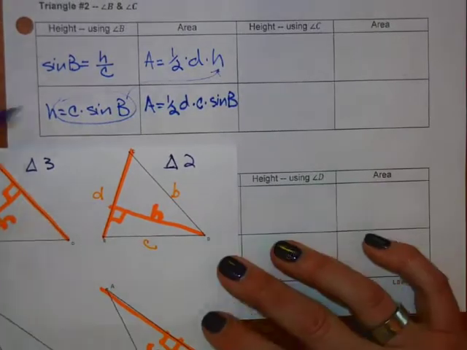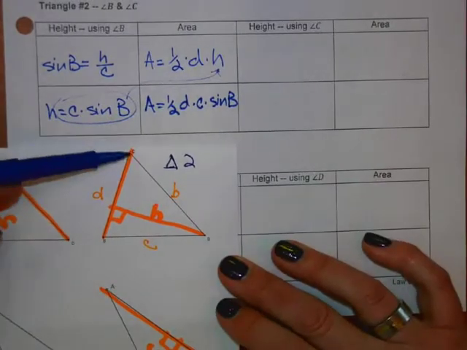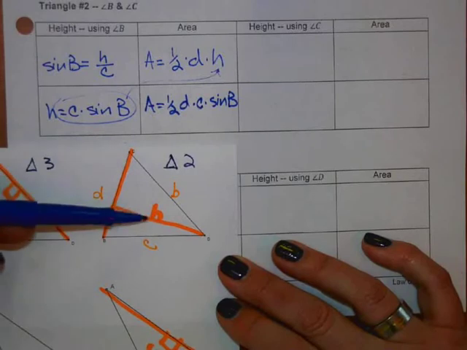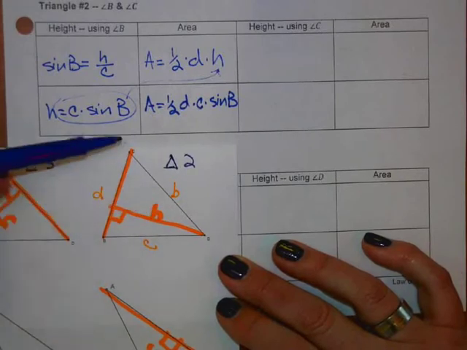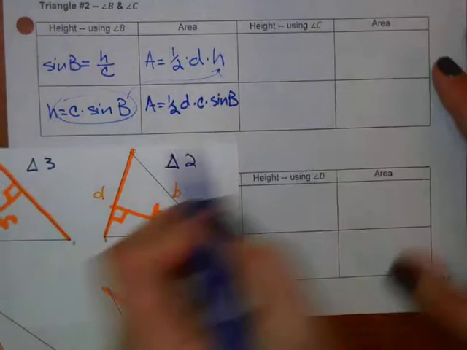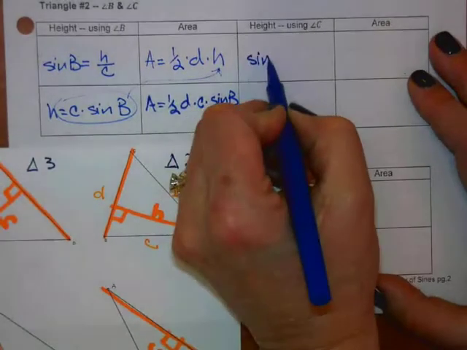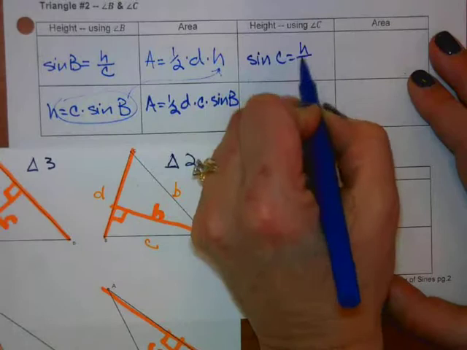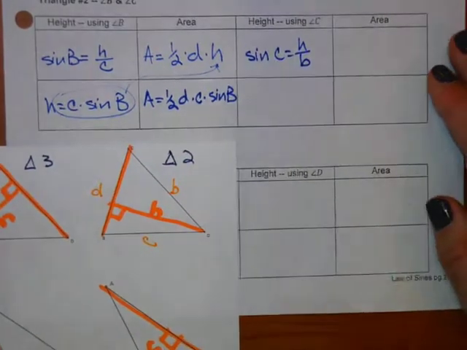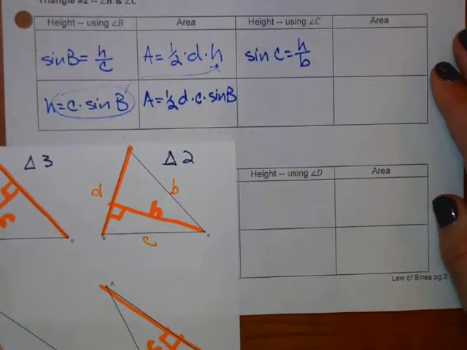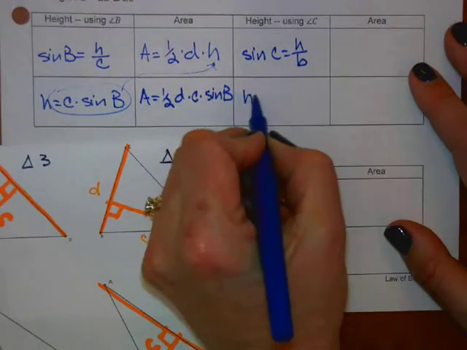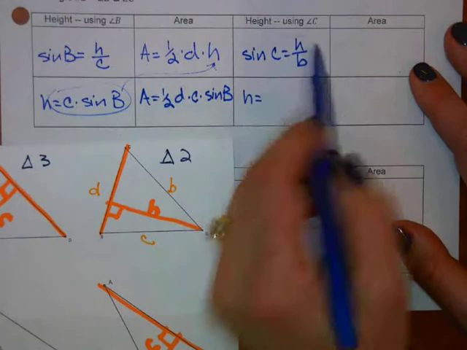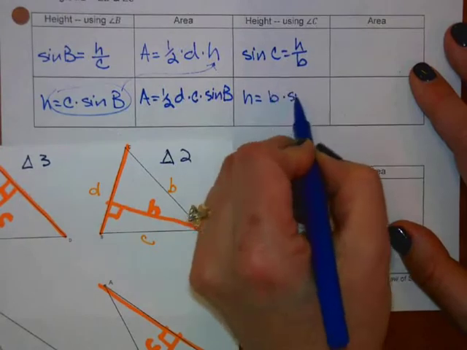Okay, now let's write the height from angle C here. So we're from this angle now. Opposite is H, hypotenuse is what? B. Then we're going to rewrite H as multiply both sides by B, so it would be B times the sine of C.